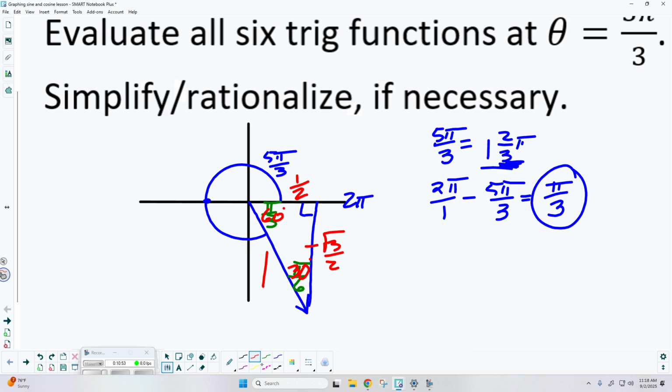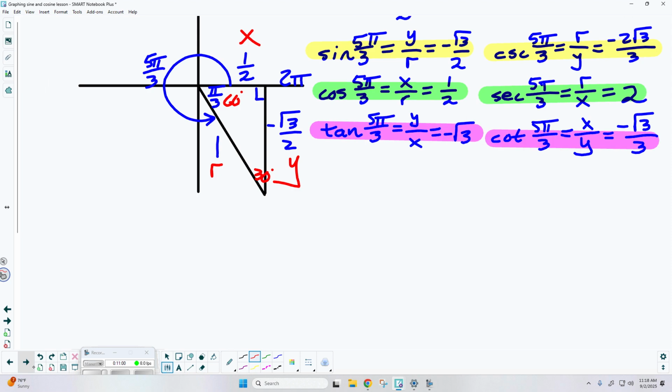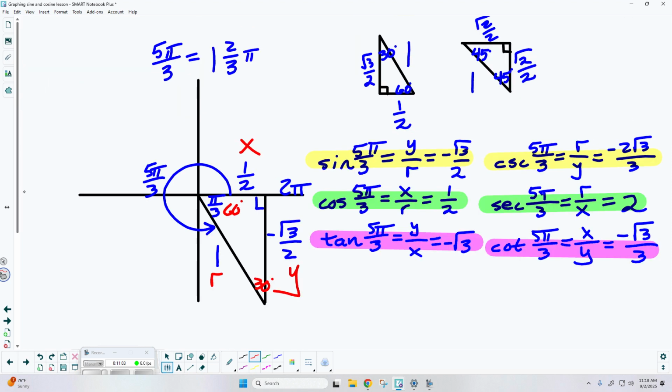And then looking at each of the 6 trig functions, you've got your radius, you've got your y, and you've got your x. So this is what we should be getting. Sine of 5/3 pi should be negative root 3 over 2. The reciprocal cosecant should be negative 2 root 3 over 3, and then all the way through. Remember, always simplify and rationalize if necessary. That means remove a radical from the denominator.